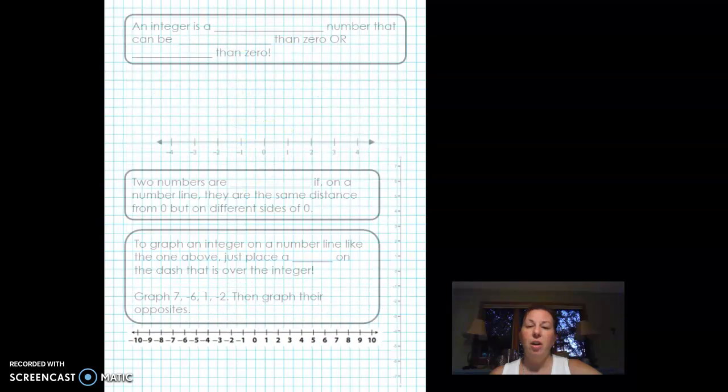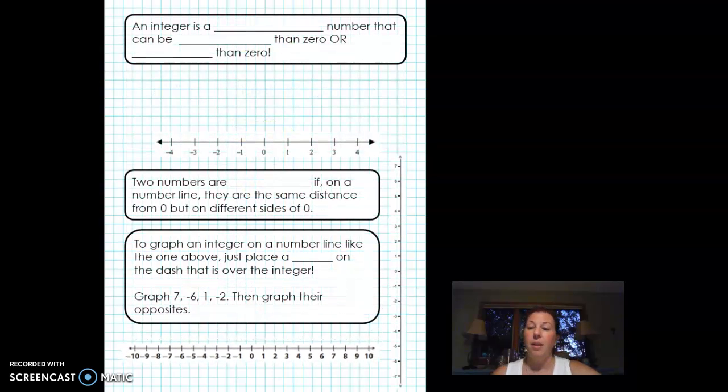Now we are going to start our lesson. You should be on the left-hand side of your page. We are going to discuss integers and greater than and less than today. An integer is a whole number that can be greater than 0 or less than 0.